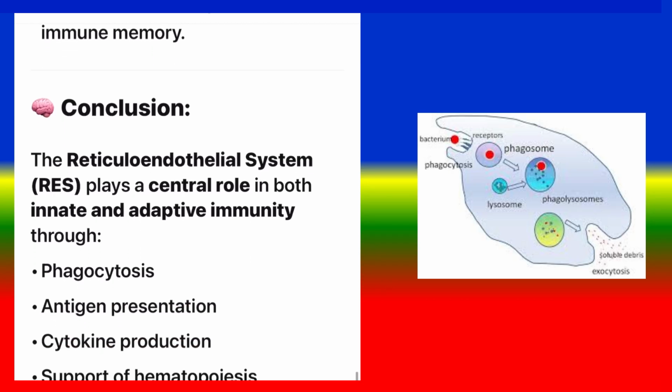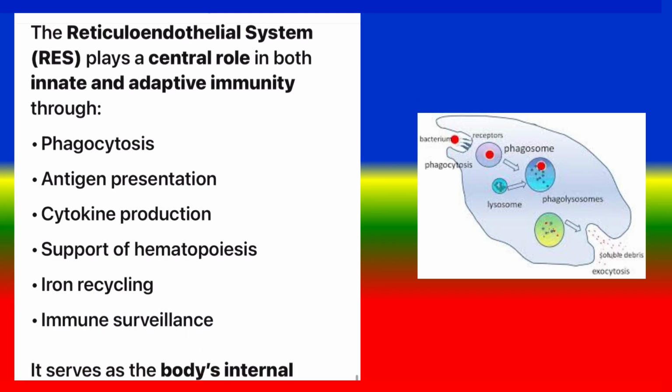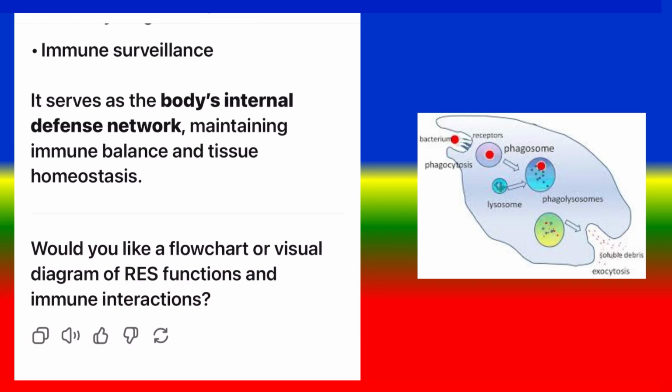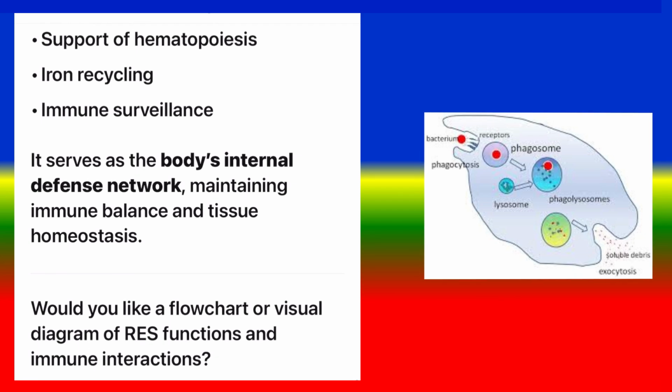Conclusion: the reticuloendothelial system plays a central role in both innate and adaptive immunity through phagocytosis, antigen presentation, cytokine production, support of hematopoiesis, iron recycling, and immune surveillance. It serves as the body's internal defense network, maintaining immune balance and tissue homeostasis.